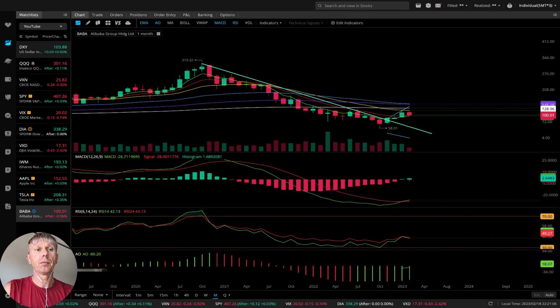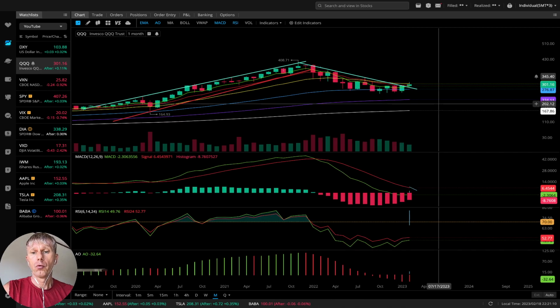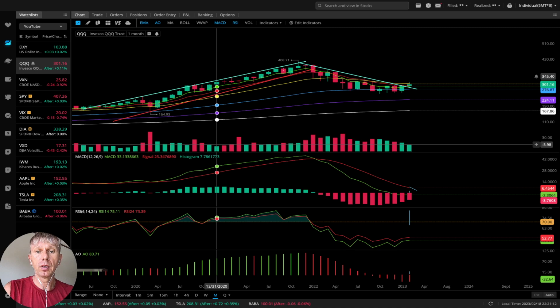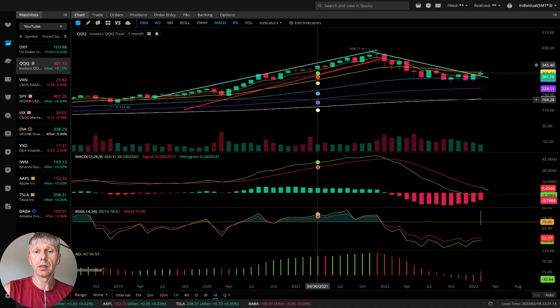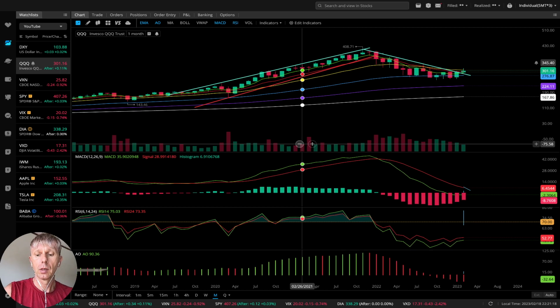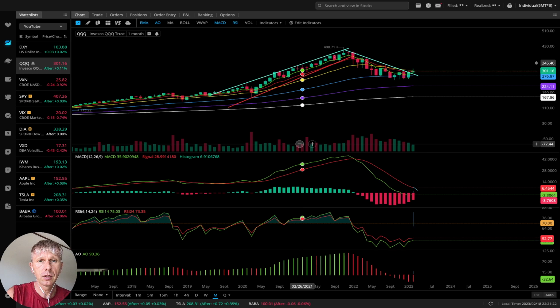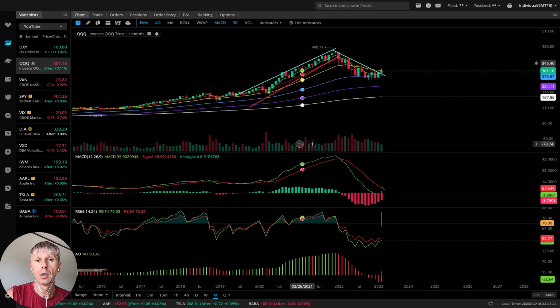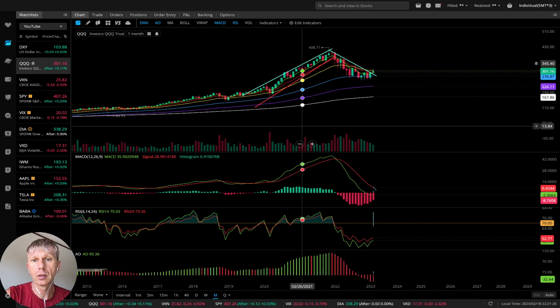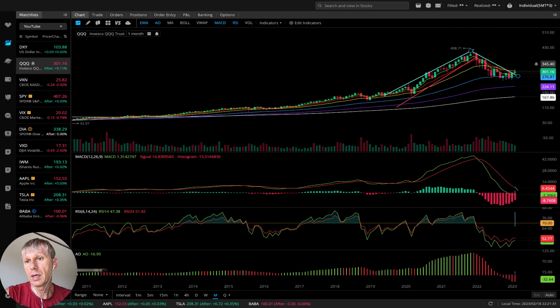Okay, let's do summary for indexes. Summary monthly. Let's do QQQ monthly. Look at it. Monthly. Let me maximize my charts. Let's see what we have with charts, right? Currently, MA5, MA10 and bars below MA20.